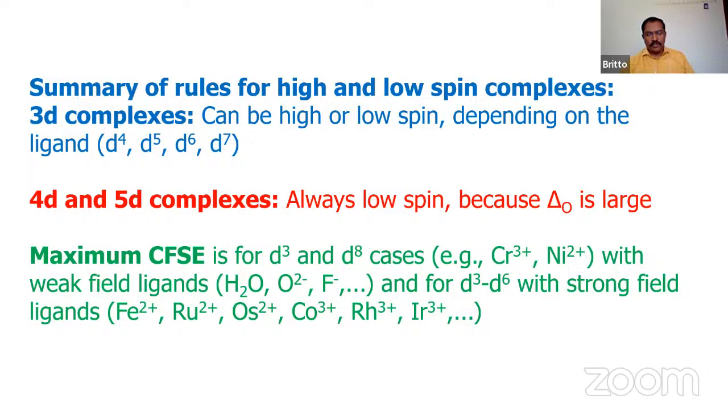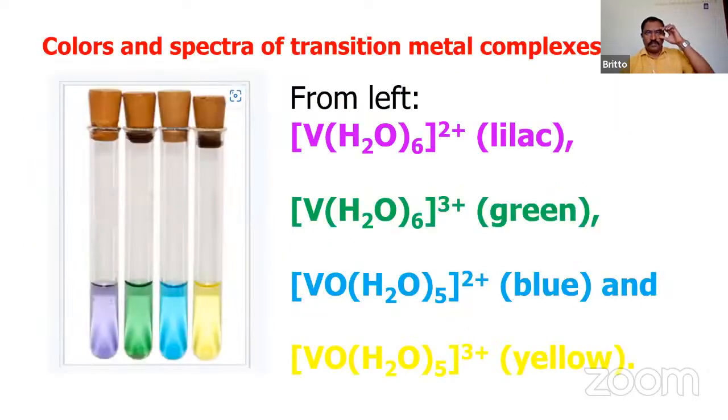With weak field ligands, if the d configuration is D3 and D8, then you will get maximum crystal field stabilization energy. And for D3 to D6 with strong field ligands, again you will get maximum crystal field stabilization energy. Now look at the color and spectra of transition metal complexes.